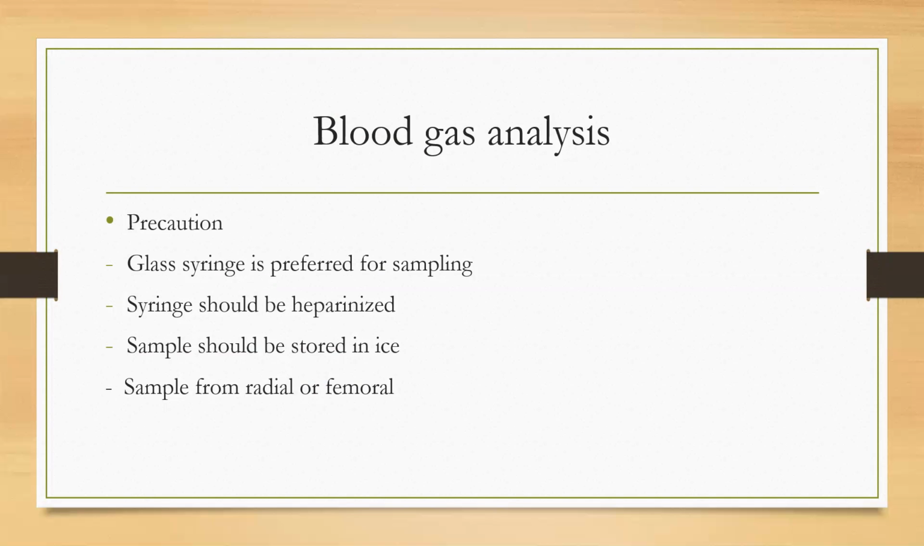The next thing, which is very important for assessment of respiratory status, is blood gas analysis. The following precautions are to be taken while we take a sample for blood gas analysis. A glass syringe is preferred for sampling. The syringe should be pre-heparinized. The sample should be stored in ice. A sample from the radial or femoral artery is to be taken.